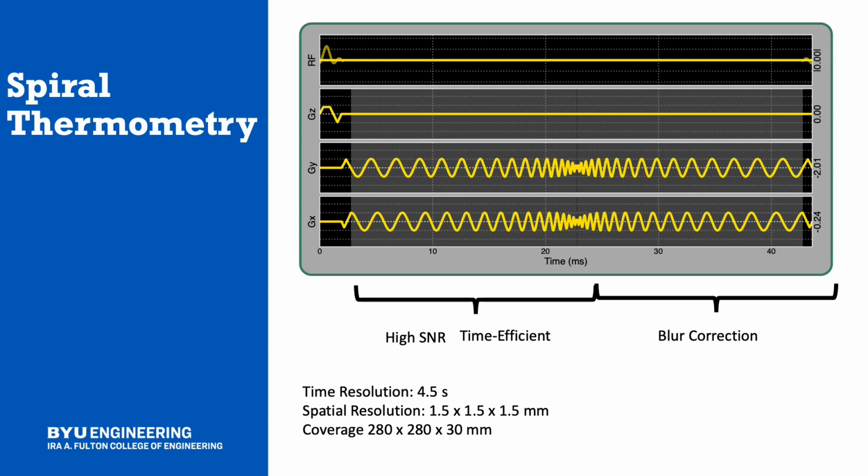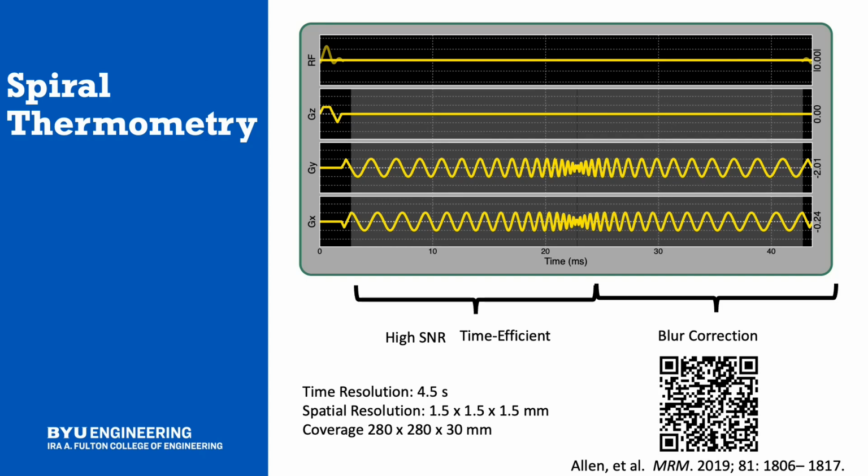This study's purpose is to test an MR thermometry sequence that can sample a 28 by 28 by 3 centimeter volume at 1.5 by 1.5 by 1.5 millimeter isotropic resolution every 4.5 seconds. This sequence is comprised of a 40 millisecond long retraced spiral technique. The retrace technique possesses an inherent protection against shifting and blurring due to magnetic field inhomogeneities, and these effects and methods are described in the paper linked by the QR code on the screen.